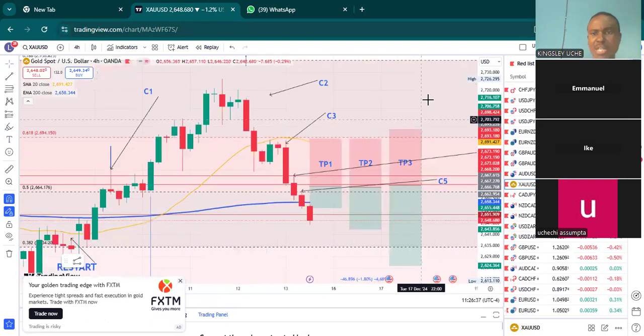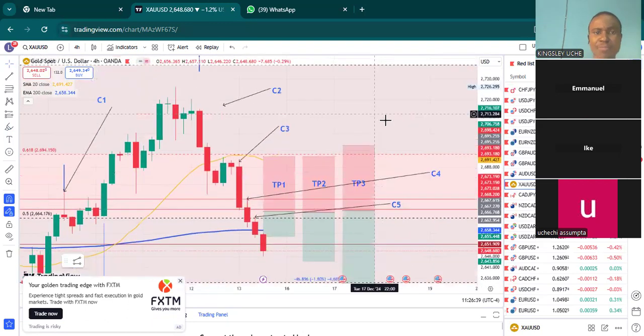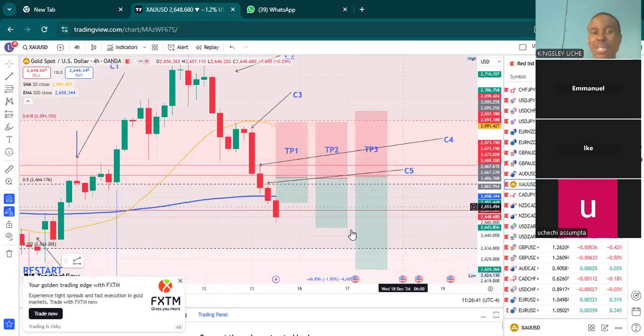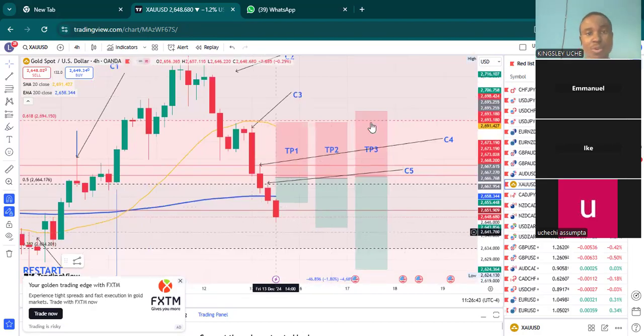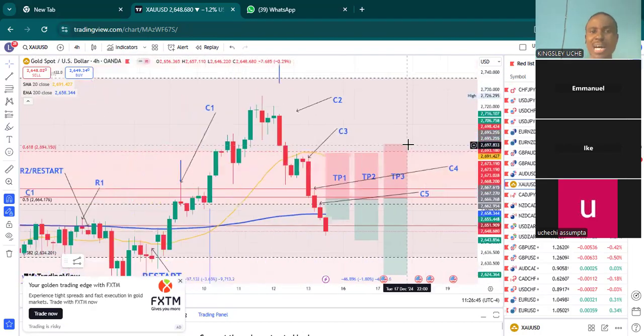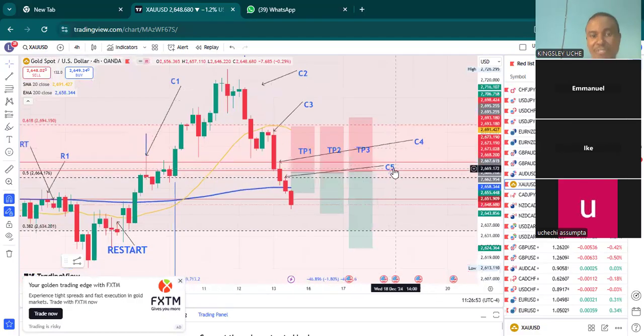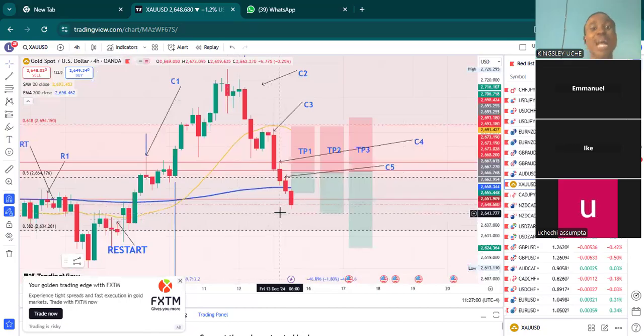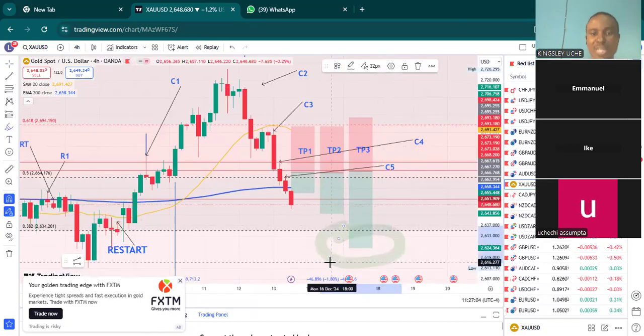Now for the gold, our strategy opened up for us that the market for gold will keep on falling, which it did. You can see gold still getting very weak. We had a C1 here, we had a C2, a C3, a C4, and a C5. Gold is still very much weak, so we should still expect the market to come and close the TP2 and maybe get to the TP3, hopefully. So gold is still what we're looking at for this week.